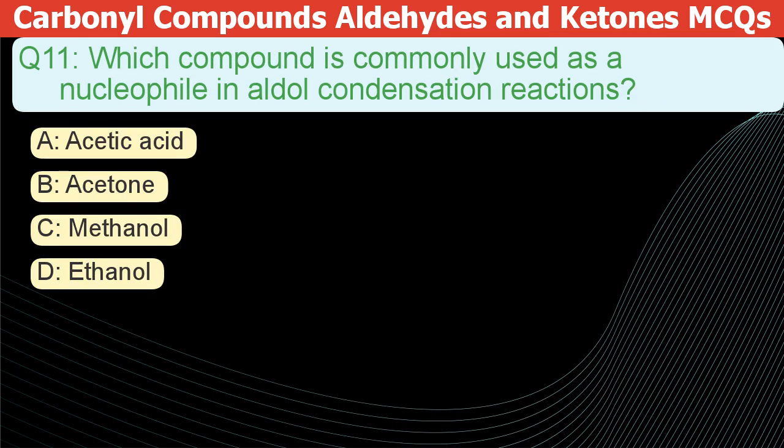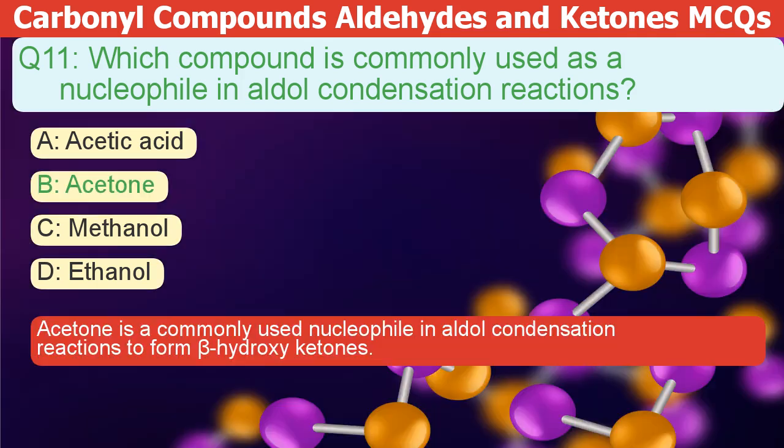Which compound is commonly used as a nucleophile in aldol condensation reactions? A. Acetic acid. B. Acetone. C. Methanol. D. Ethanol. The correct answer is B. Acetone is a commonly used nucleophile in aldol condensation reactions to form beta-hydroxyketones.